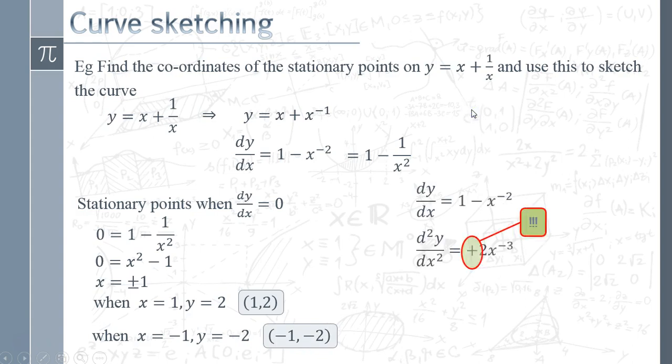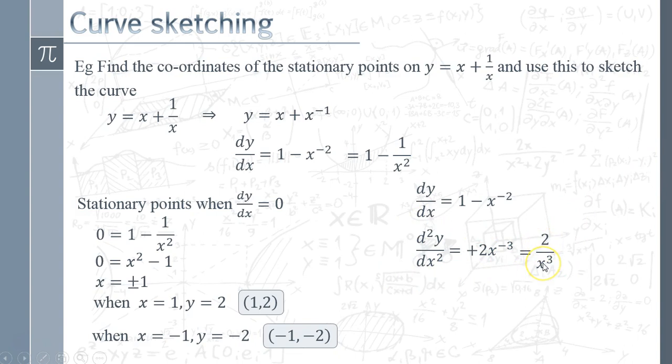And differentiate it a second time, again being careful with the signs. This has popped up because we've got a minus 2, bring the power to the front, it becomes positive. This thing here is easy to write as 2 over x cubed. And all we've got to do now is put our values of x into here to determine whether or not we've got maximums or minimums.